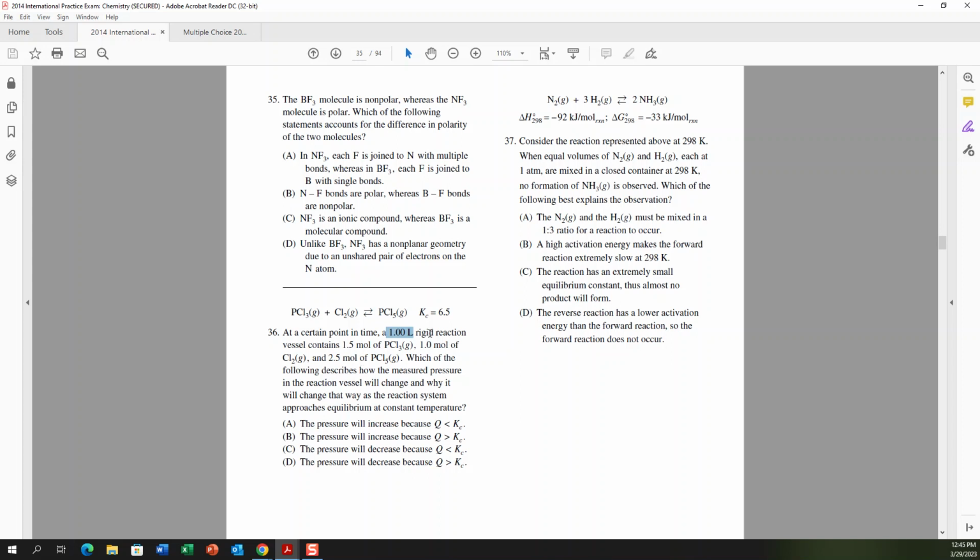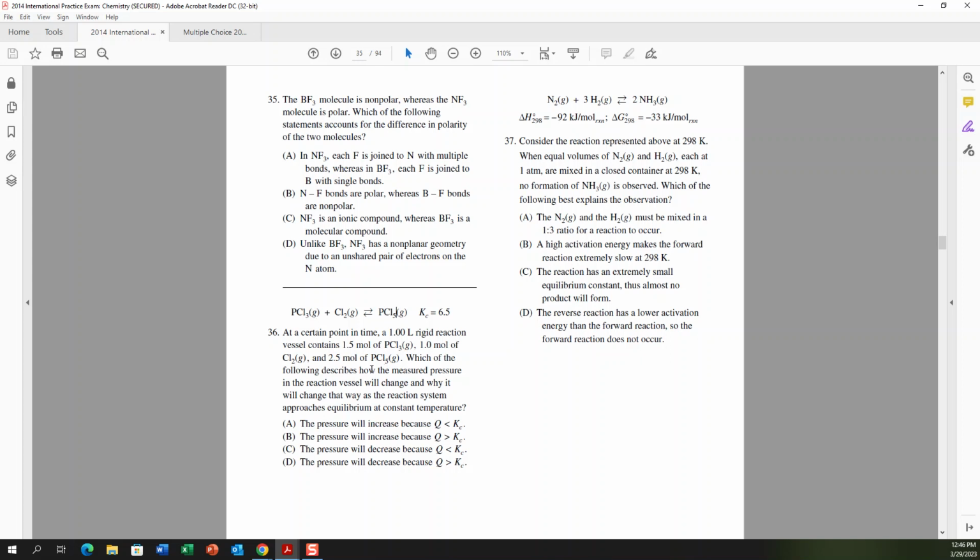You're starting with some of everything, so we have to figure out which way the reaction is going to shift to reach equilibrium. If it shifts to the left to reach equilibrium, pressure is going to go up because you're going from 1 gas particle to 2 gas particles. If it shifts to the right, the pressure is going to go down as it reaches equilibrium because you're going from 2 gas particles to 1 gas particle. Remember, if Q is greater than K, it shifts left. You have too many products, and you have to lose product and gain reactant to reach equilibrium. If Q is less than K, then it's going to shift to the right.